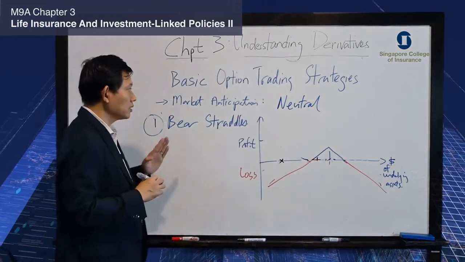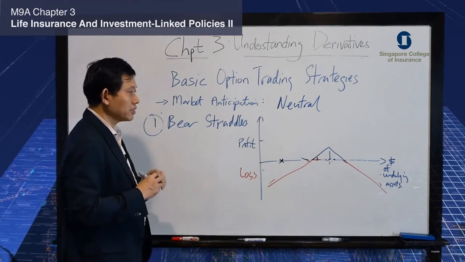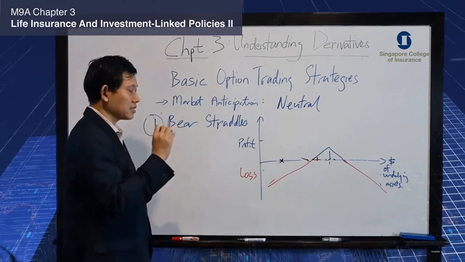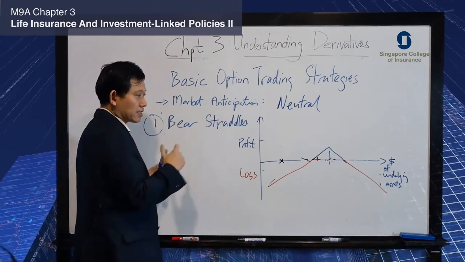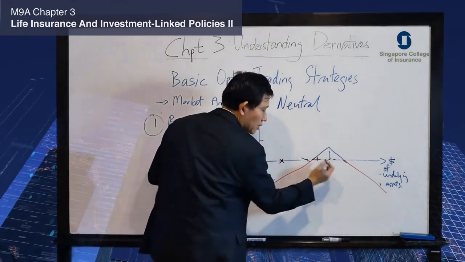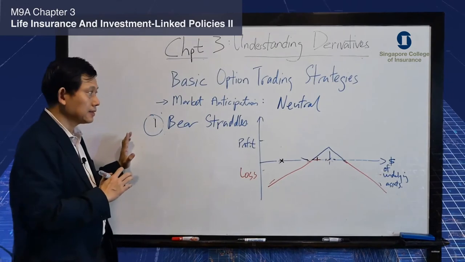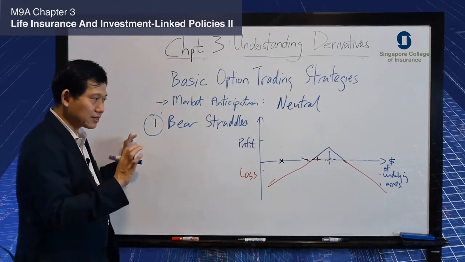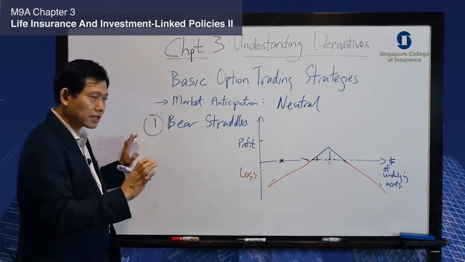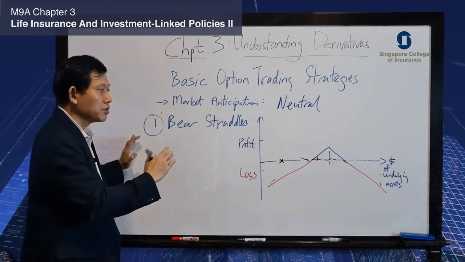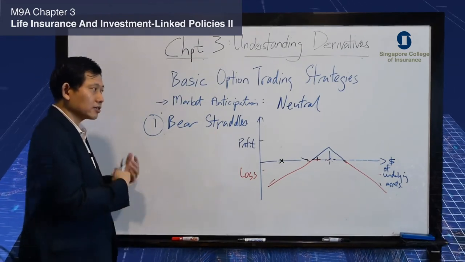So therefore, in this particular strategy the investor anticipates the market either goes up or goes down a little bit. Whereas for a bull strider, the assumption is that the investor anticipates the market to go up tremendously or fall tremendously. Those are the two differences.